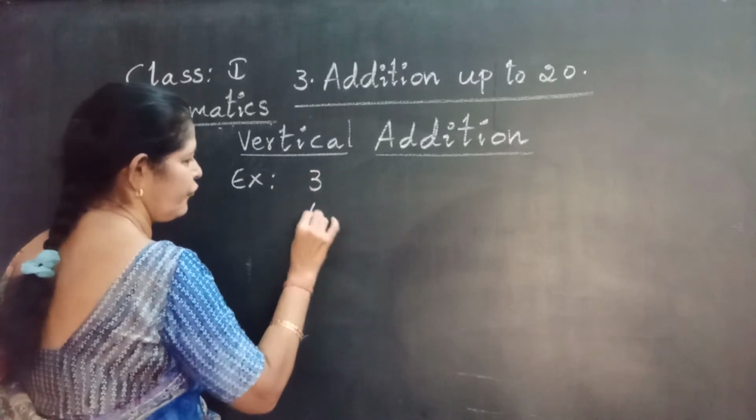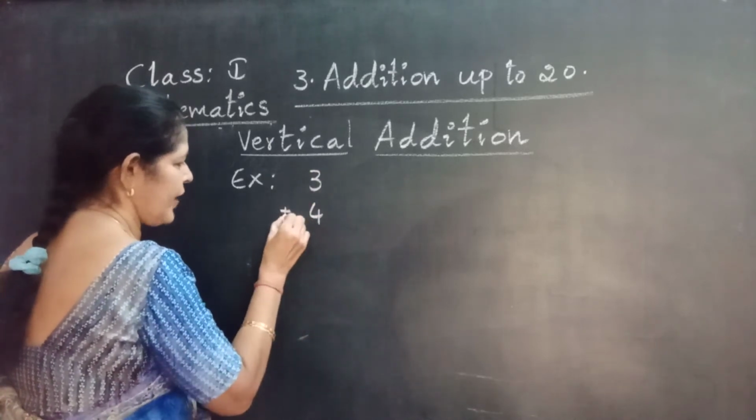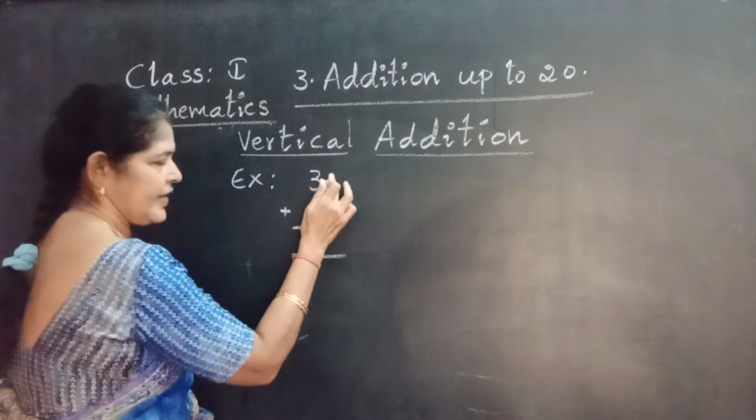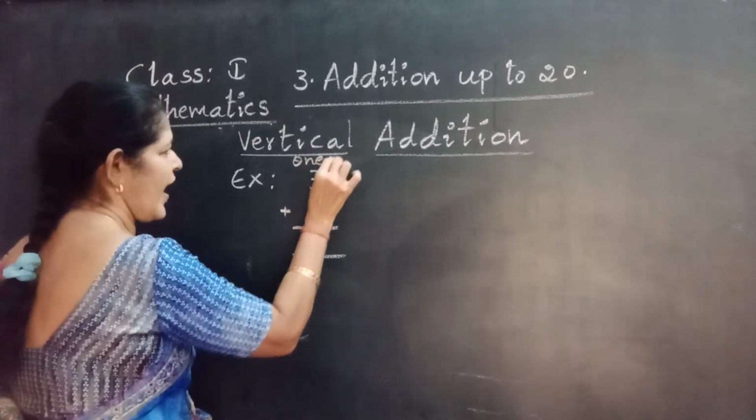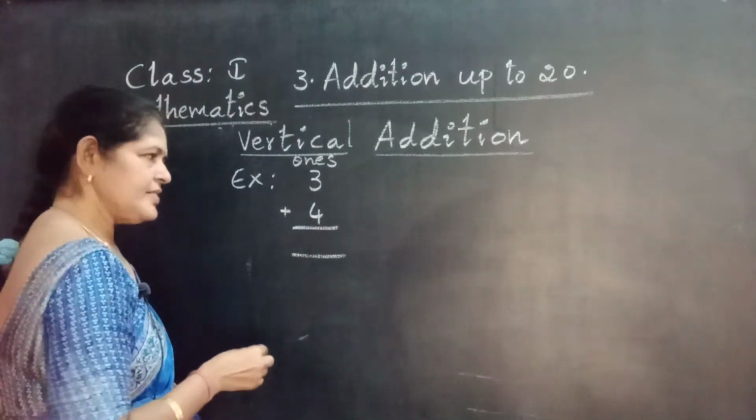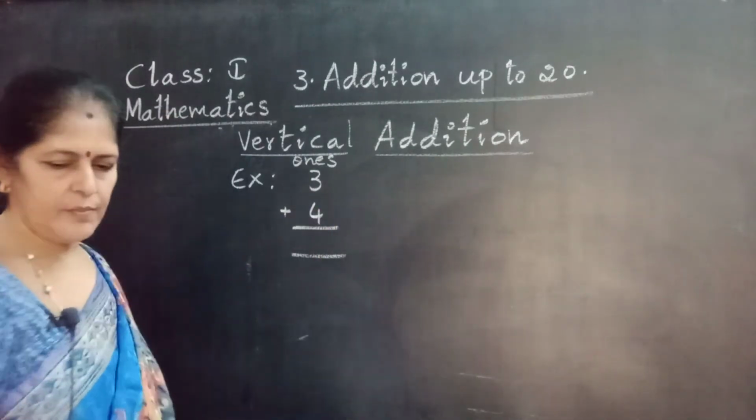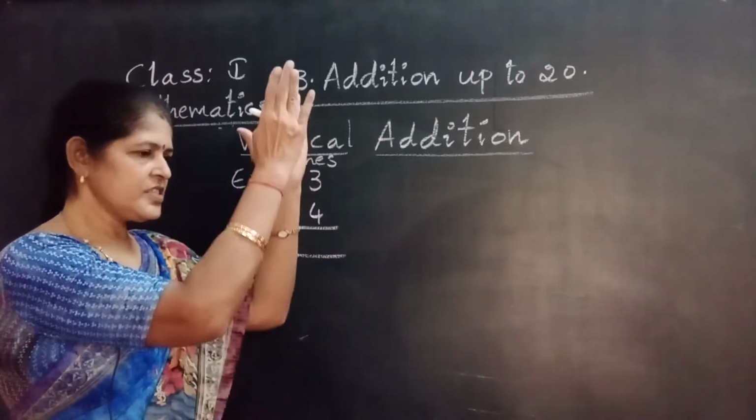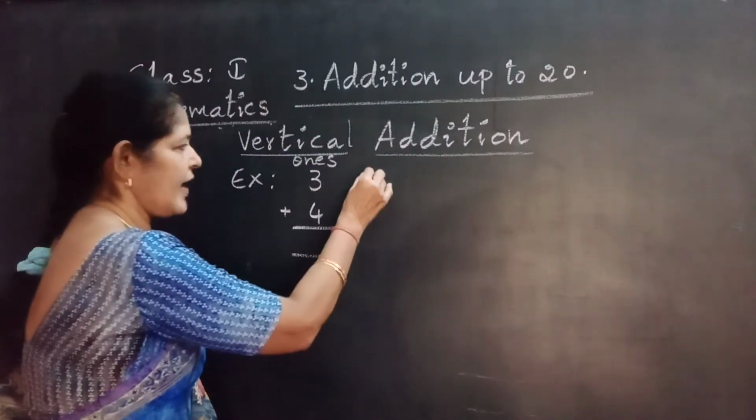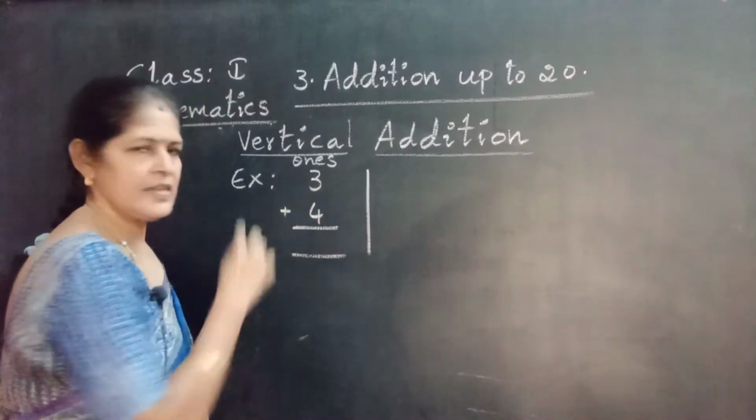3 and 4. Put the symbol plus. 3 is a one-digit number. 4 is also a one-digit number. That means adding ones. One-digit means ones. Vertical addition means we write the numbers one below the other in a standing line position. Standing line means like this.